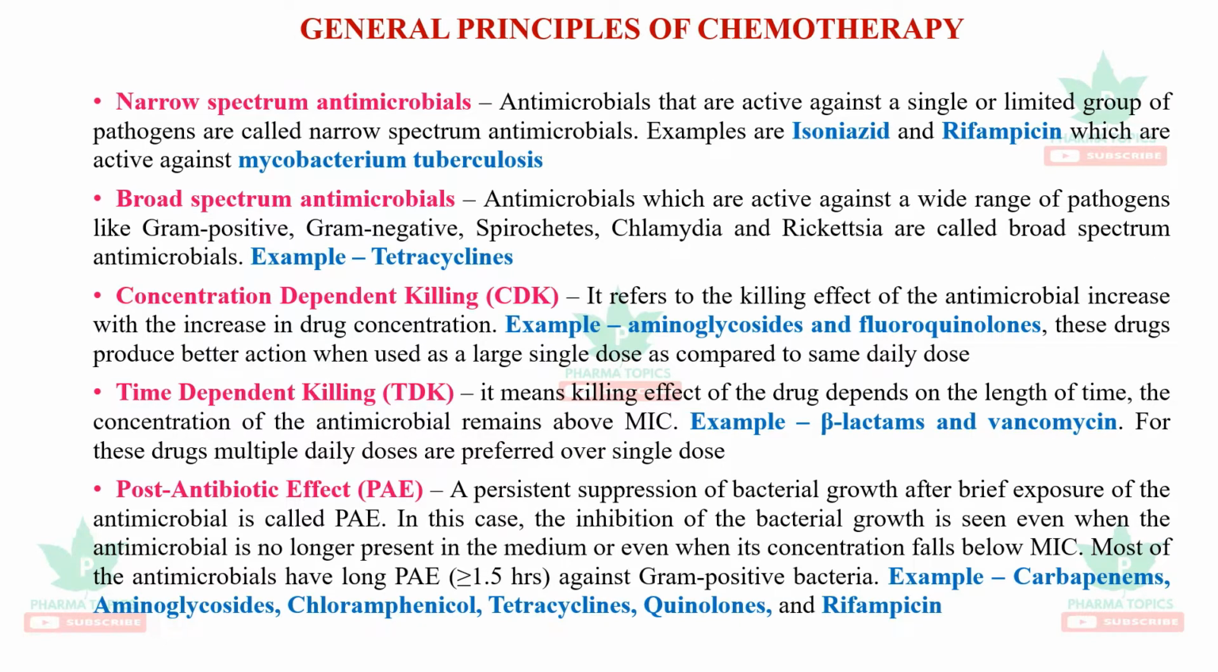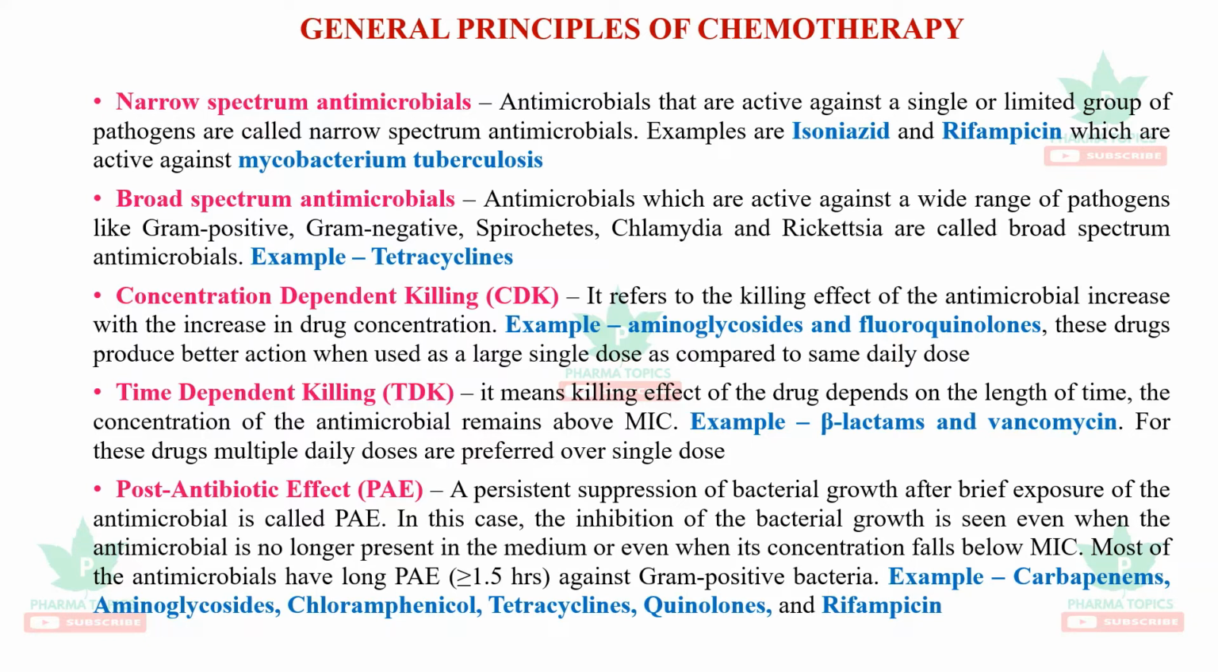Next, they may ask what are narrow spectrum antimicrobials. Antimicrobials that are active against a single or limited group of pathogens are known as narrow spectrum antimicrobials. For example, isoniazid and rifampicin are active against Mycobacterium tuberculosis. They are narrow spectrum antimicrobials. Broad spectrum antimicrobials are active against a wide range of pathogens like gram-positive, gram-negative organisms, spirochetes, chlamydia, and rickettsia. For example, tetracyclines.